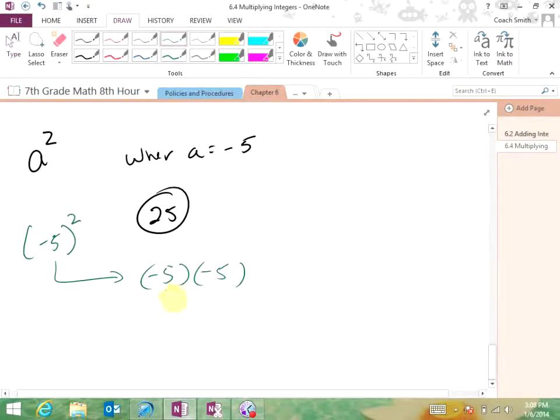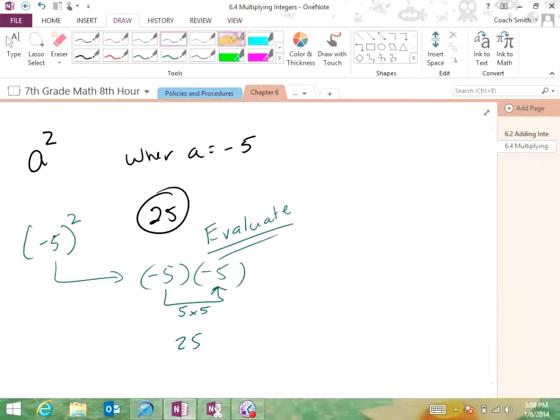So that means we take, and they're using the word evaluate here. We've talked about that word, but evaluate means that you usually have a variable expression or expression with exponents, and you take it down to its lowest name. So we take 5 times 5, which is 25. We have a negative and a negative, two negatives, so that means my answer is positive.